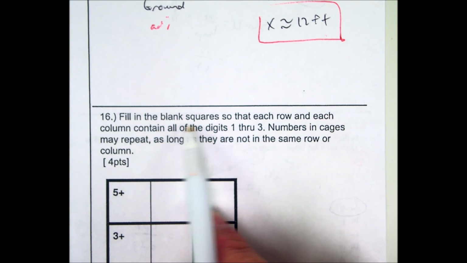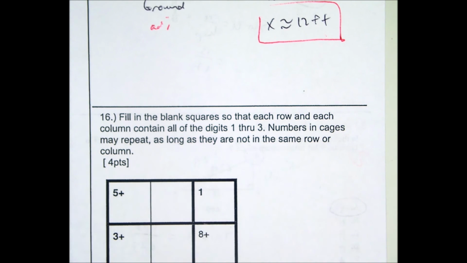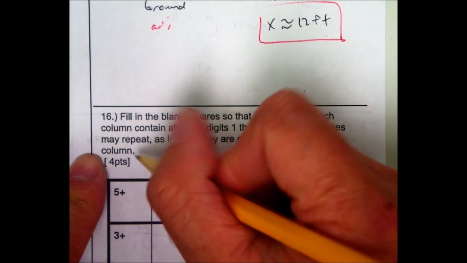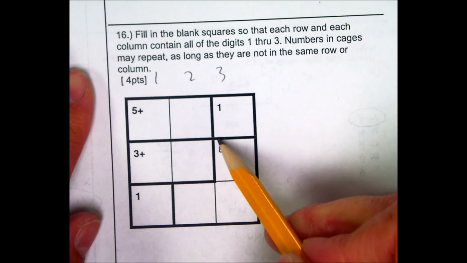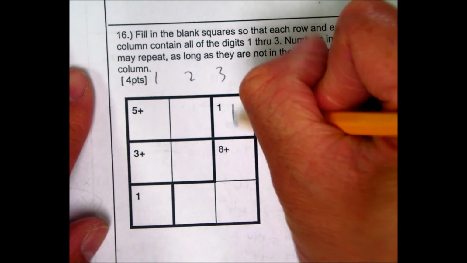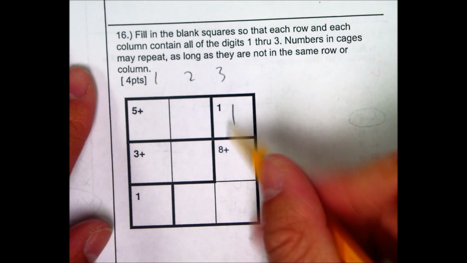Last one, fill in the blank squares so that each row and each column contain all the digits 1 to 3. Numbers in cages may repeat as long as they are not in the same row or column. So this is a 3 by 3. So you're going to use the numbers 1, 2, and 3. And this is a darkened one, and this is a freebie because it's no other number, so you just put the 1 there. And now I need to enter the numbers 2 and 3 here.